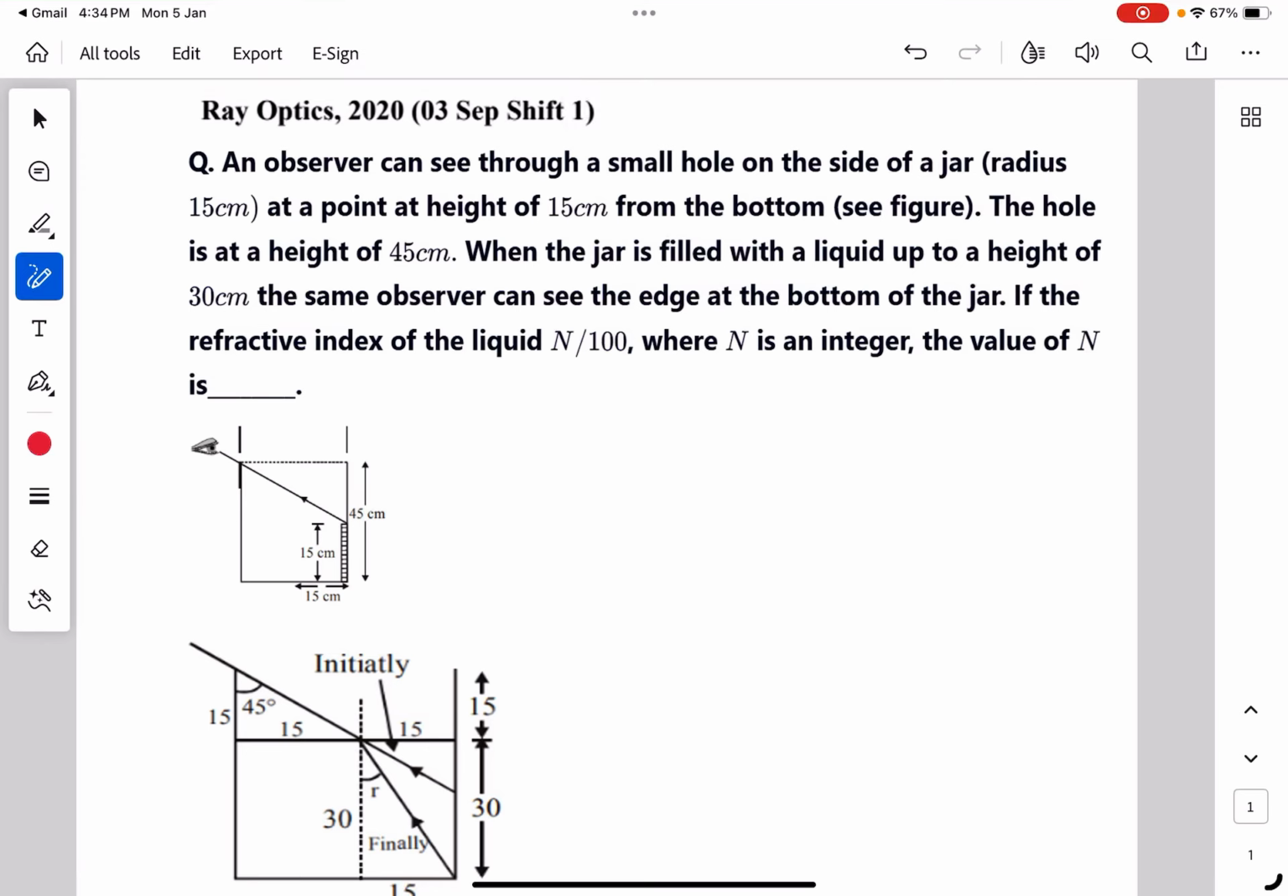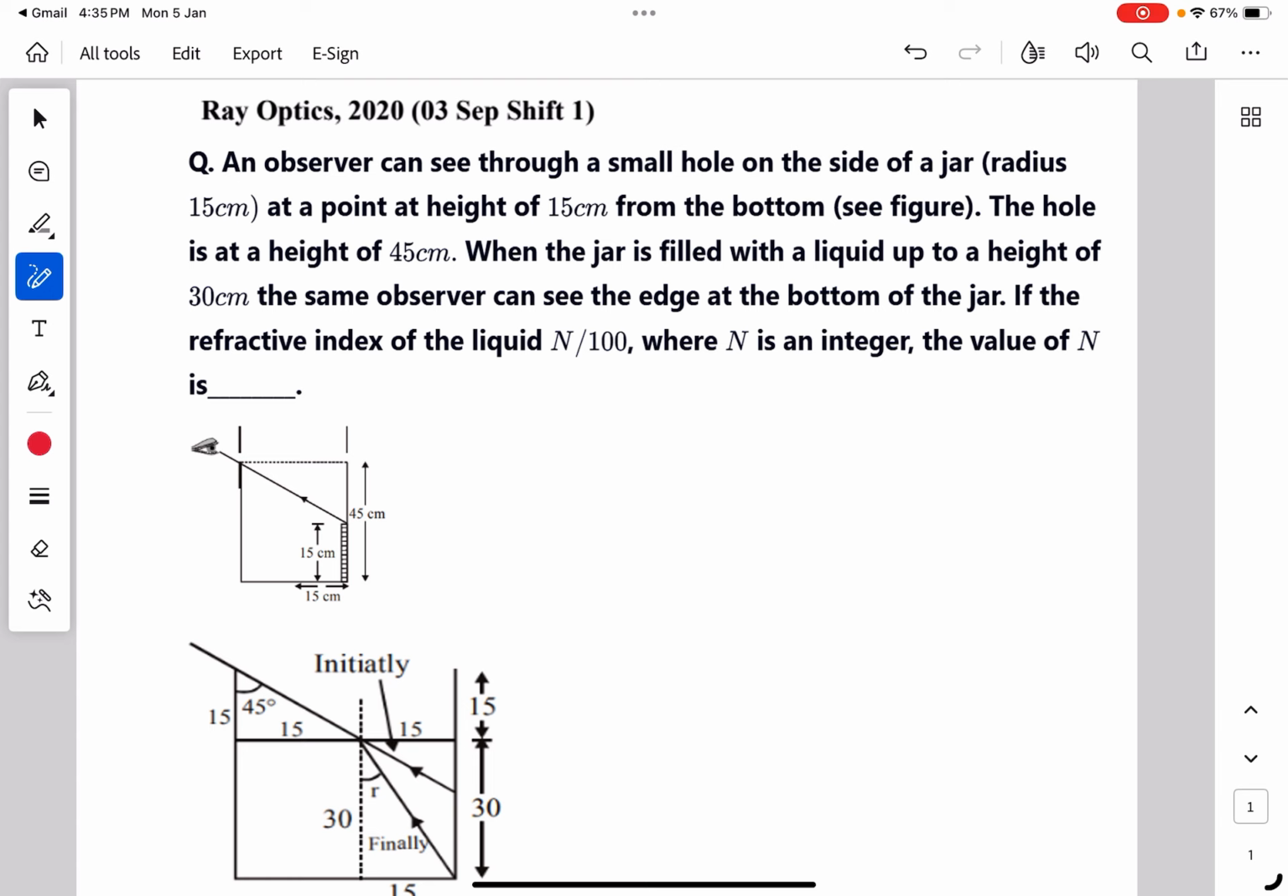Hi everyone, let's take up a question from ray optics. An observer can see through a small hole on the side of a jar, radius 15 cm, a point at a height of 15 cm from the bottom. The hole is at a height of 45 cm.